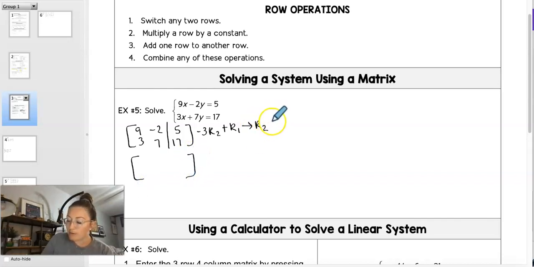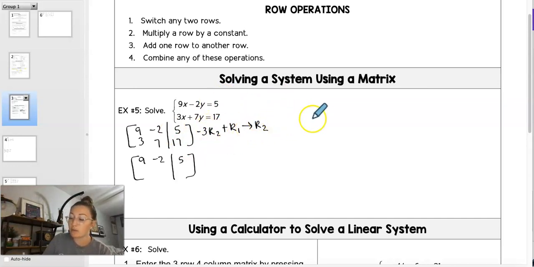So I'm replacing row 2. I'm not even messing with row 1. I'm not replacing row 1. Row 1 is remaining the same, so we can just copy that back down. Row 2 is the one that's going to change off of this operation.